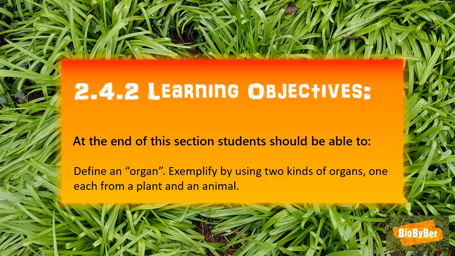At the end of this section and following the biology syllabus, you should be able to define an organ and exemplify it by using two kinds of organs, one each from a plant and an animal. What does this mean? What are we trying to understand? Well, we have to know the definition of an organ, and we have to be able to explain or illustrate this definition using two kinds of organs, one organ from a plant and the other organ from an animal.